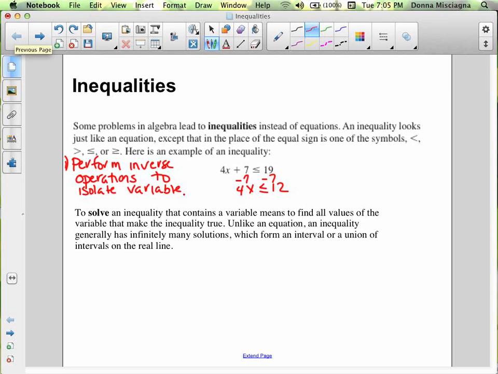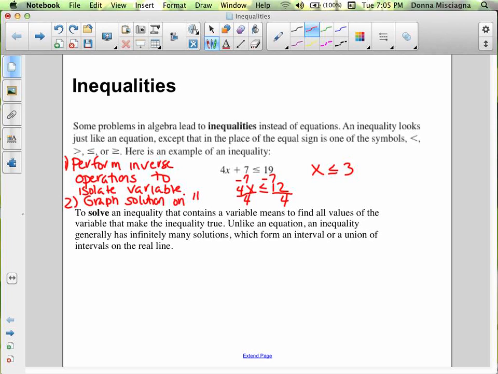So we can add or subtract anything we want, no problem. We can divide by anything we want, so long as if it's a negative number, we reverse the direction of the inequality. Here we don't need to. So we're not going to reverse anything. Our solution here is x is less than or equal to 3. Just like before, you're going to perform inverse operations to isolate the variable. We'll make sure we follow the rules, and then we'll graph the solution on a number line.